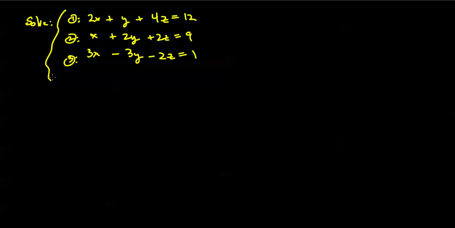Our second step says to pick two equations and eliminate a variable. I see equations 2 and 3. If I add equations 2 and 3, the z variable will be eliminated, much like we did in section 3.2. So let me write that down. I'm going to take equation 2 and add it to equation 3, and I will get the resulting equation 4x minus y equals 10.